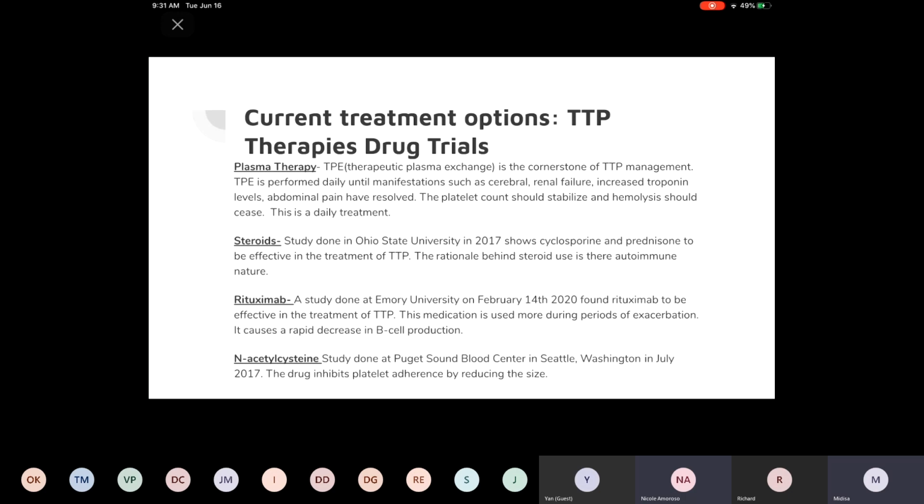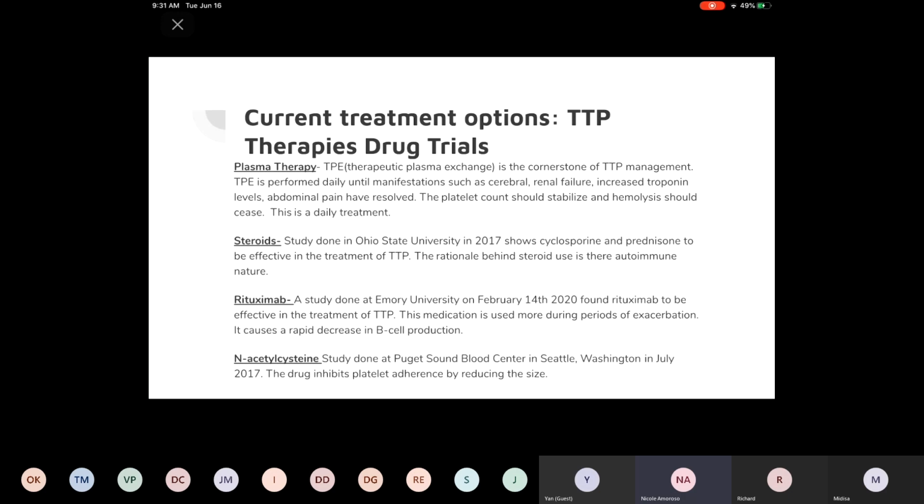TPE is performed daily until manifestations such as cerebral manifestations, renal failure, increased troponin levels, and abdominal pain have all resolved. The platelet count should stabilize and hemolysis should cease. This is a daily treatment.